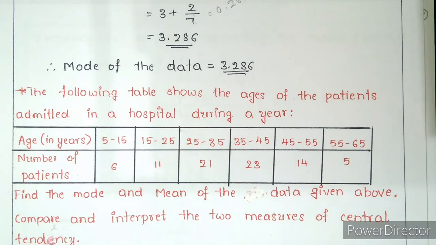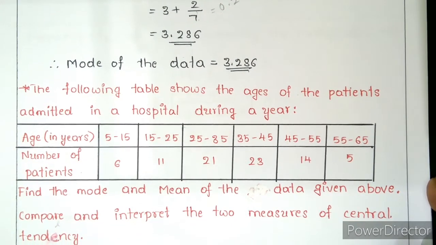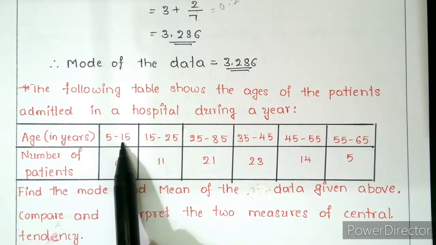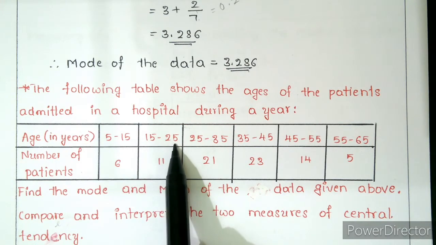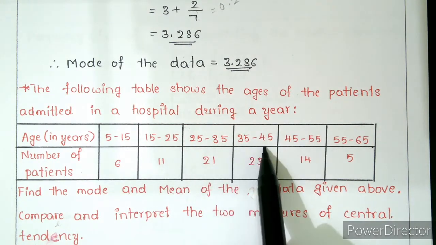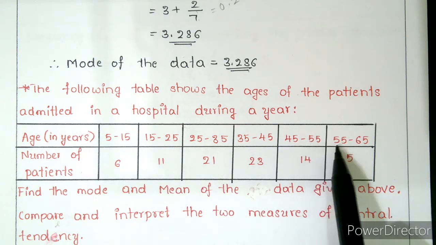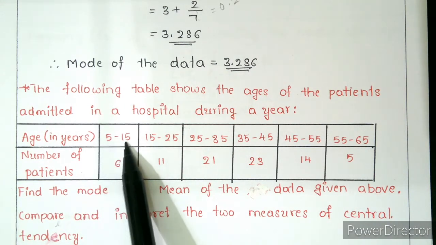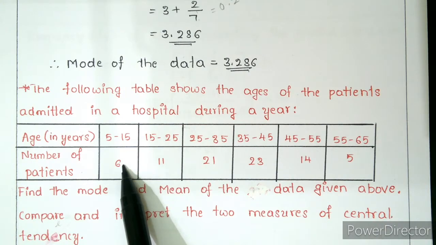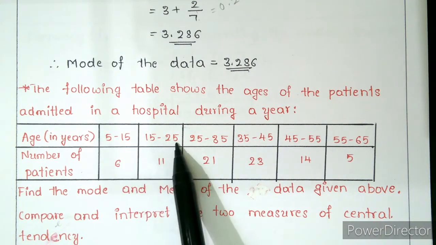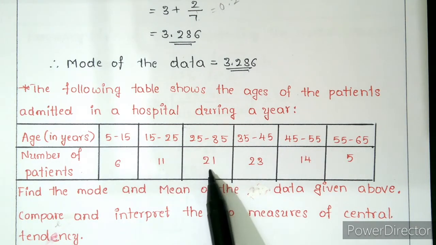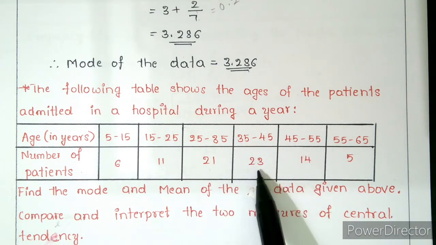The following table shows the ages of patients admitted in the hospital during a year. So ages in years: 5 to 15, 15 to 25, 25 to 35, 35 to 45, 45 to 55, 55 to 65. Then the number of patients. For ages 5 to 15, there are only 6 patients. For 15 to 25, there are 11 patients. For 25 to 35 years, 21 patients. For 35 to 45, 23.